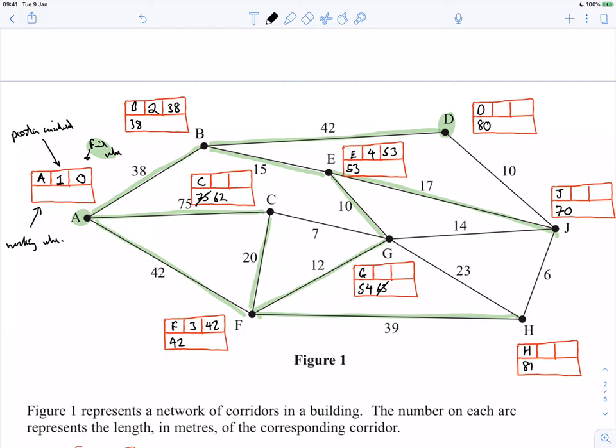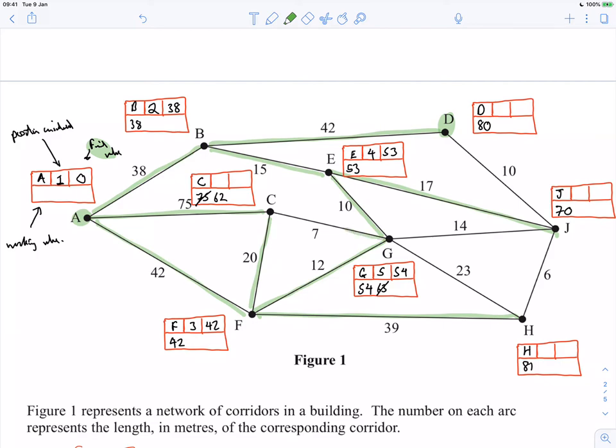And that's it, is it not? So okay. Out of all the working values, I've got 54, I've got 81, I've got 70, I've got 80, and I've got 62. I think that 54 at G is going to be the next one. So 54 at G, that is going to be the 1, 2, 3, 4, 5th one with a weight of 54. And now I consider all the new working values.